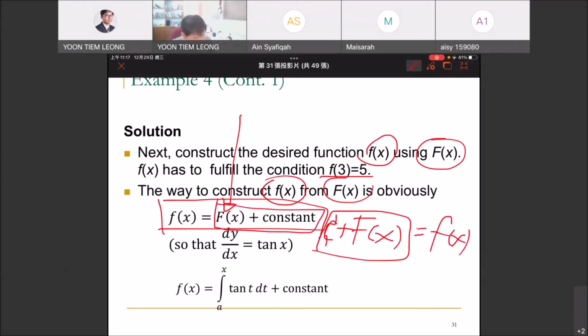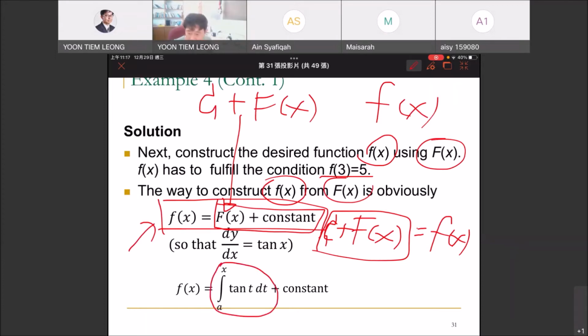Now let me say that again. If F(x) is known to be the antiderivative to f(x), then any constant added to the capital function F is still an antiderivative to the small function f(x). Okay, so with this in mind, the small function f(x) is just equal to the capital function F plus a constant.